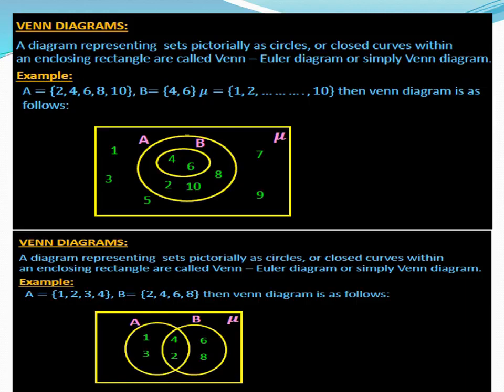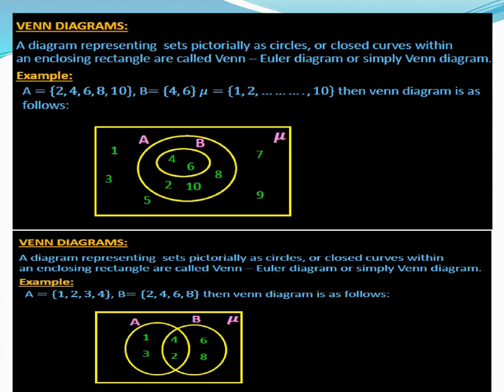Now we will take another example. A equals 1, 2, 3, 4. B equals the set 2, 4, 6, 8. Then the Venn diagram is as follows. A contains 4 elements 1, 2, 3, 4. B contains 2, 4, 6, 8. We can represent this in a Venn diagram.